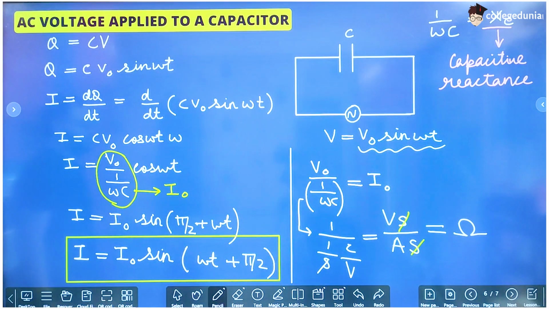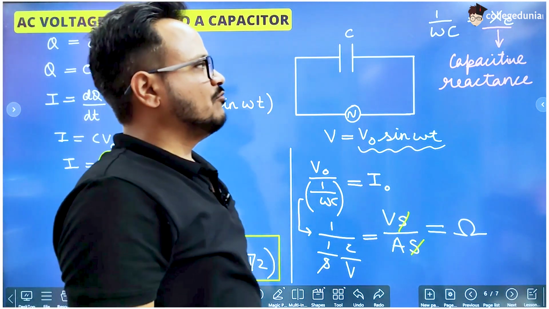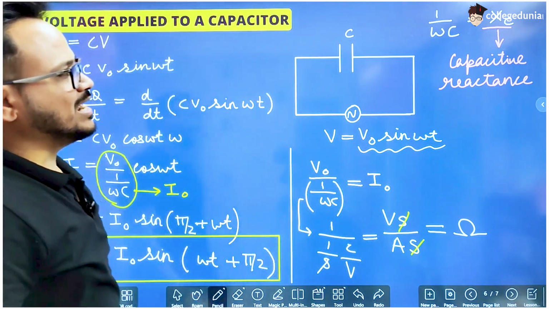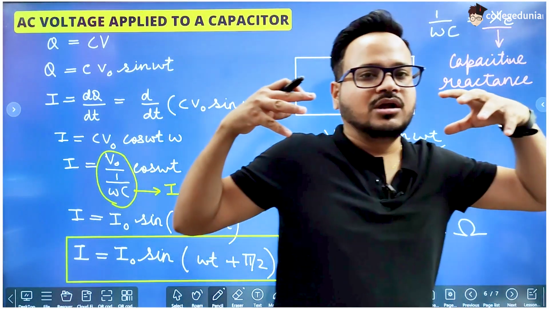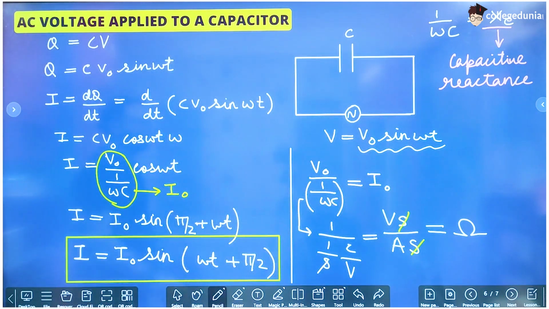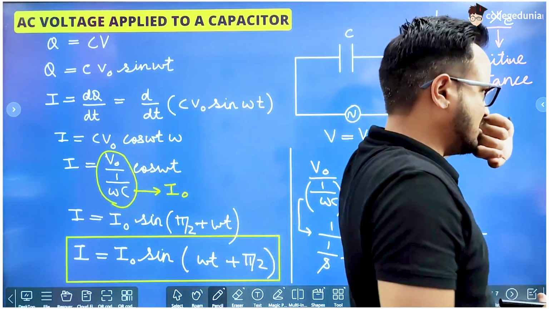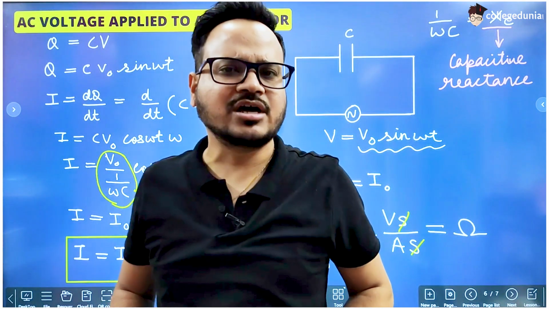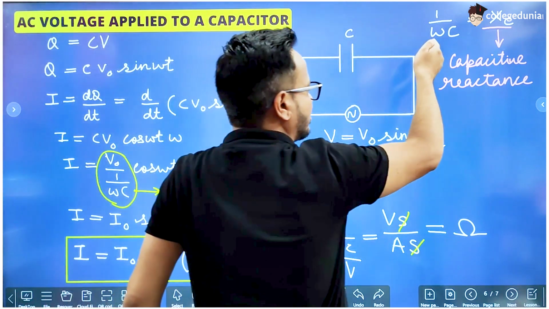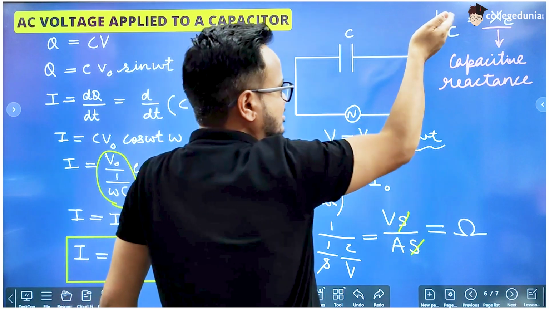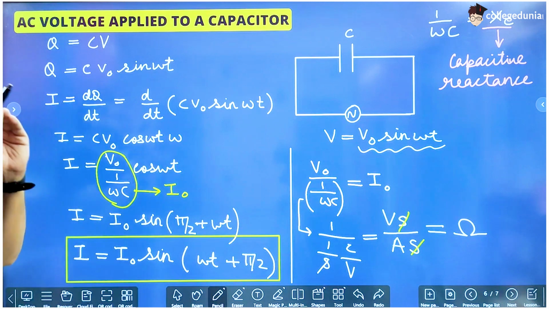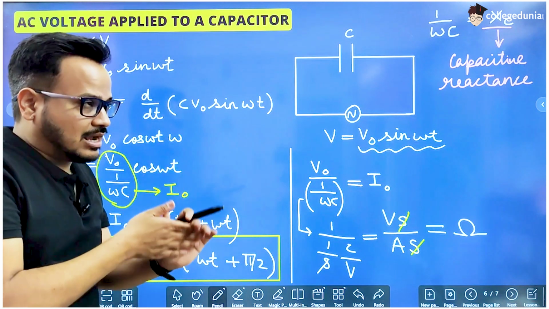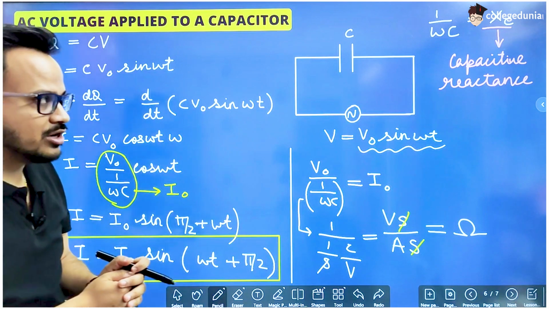Capacitive reactance, right? This is a quantity which is responsible for the opposition offered by a capacitor to the flow of alternating current. The more the value of Xc, the more resistance or opposition the capacitor will offer to the flow of alternating current. And obviously this is inversely proportional to the frequency. So if we increase the frequency of alternating current, then the value of Xc will decrease. So more and more current can pass through the capacitor, right? But if we decrease the frequency, then the capacitor will offer more resistance to the flow of alternating current.